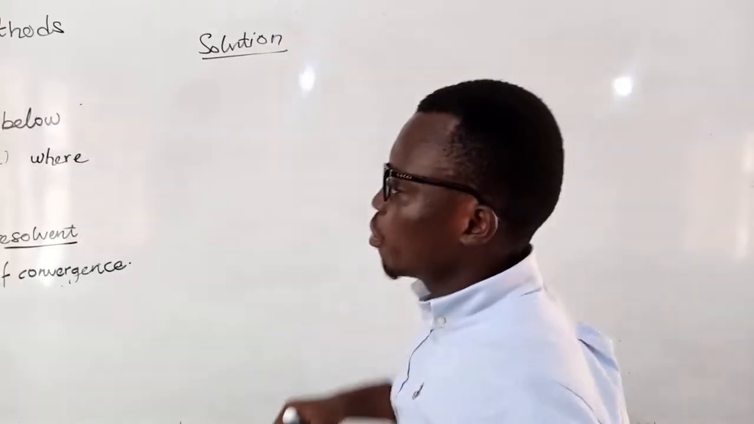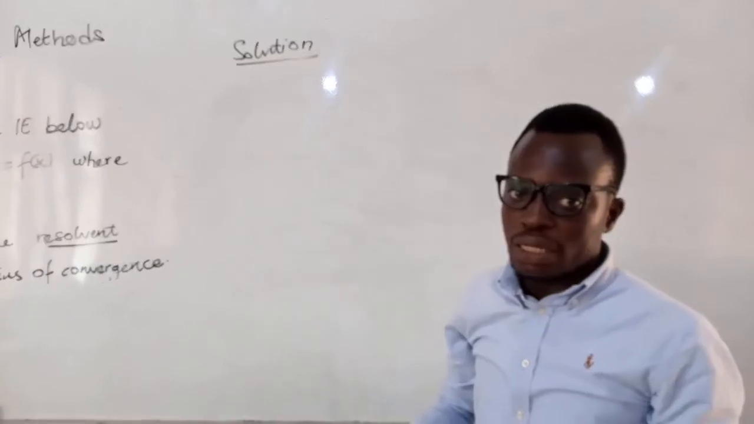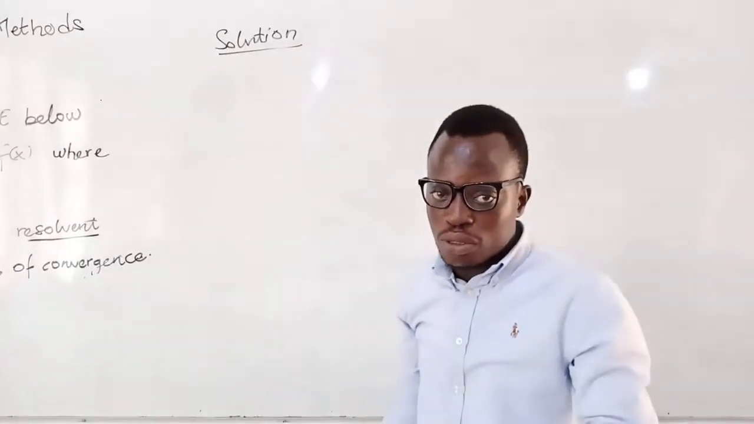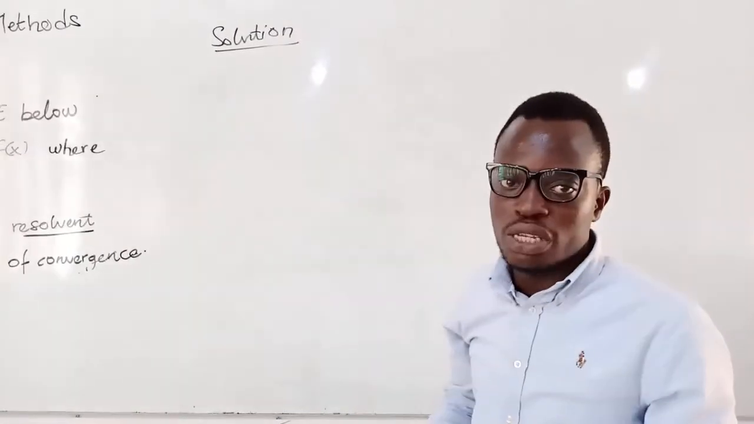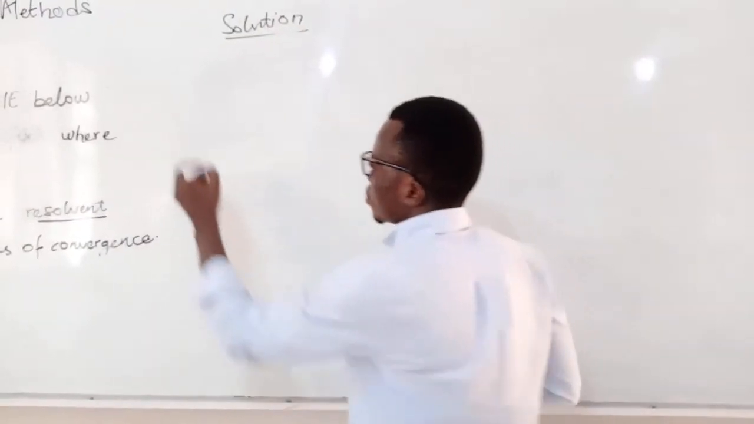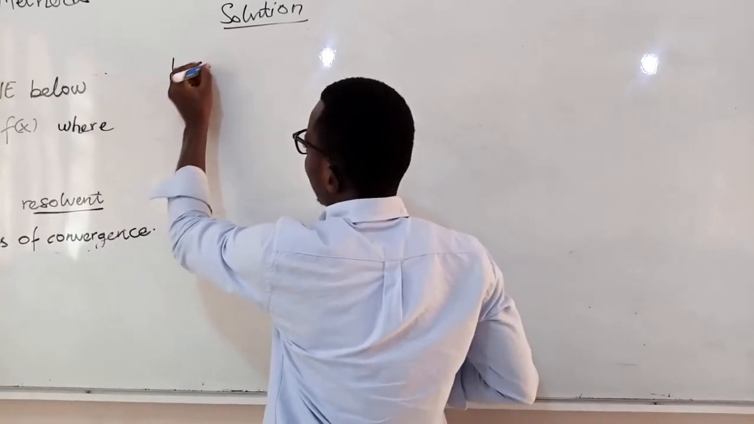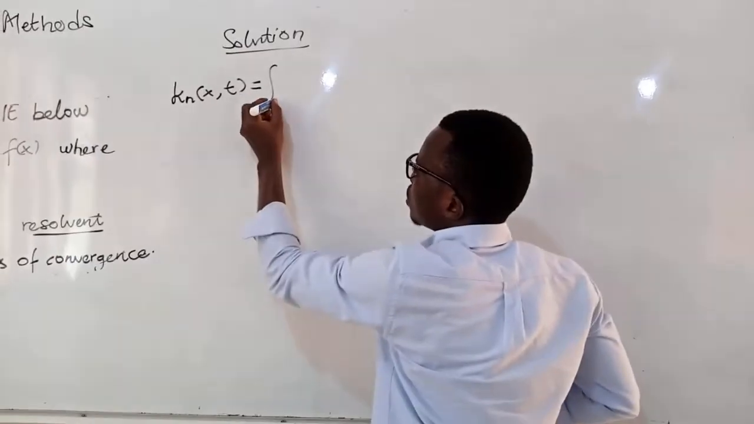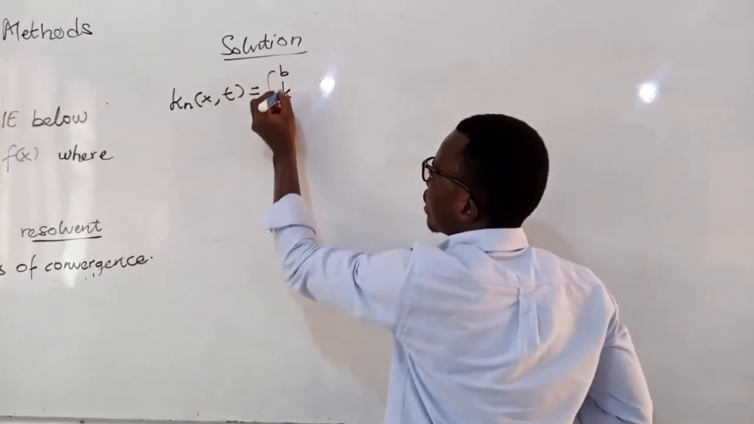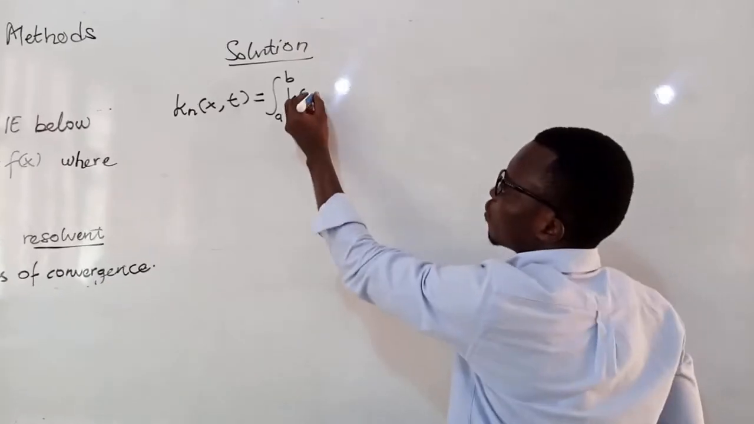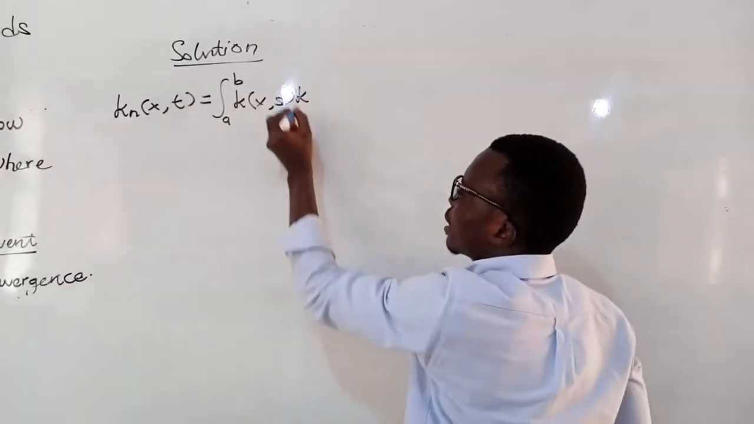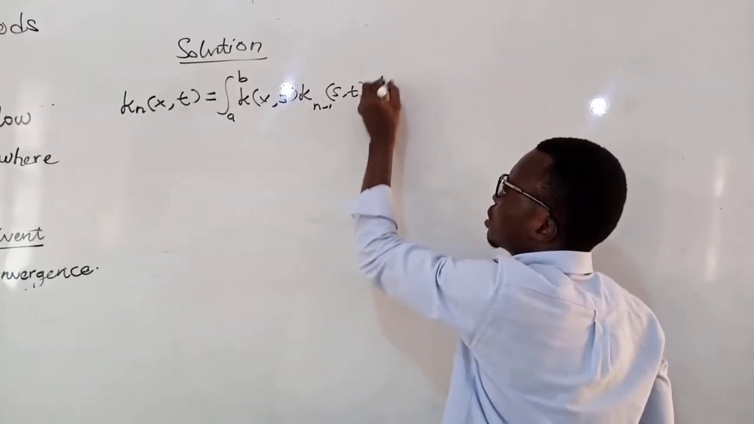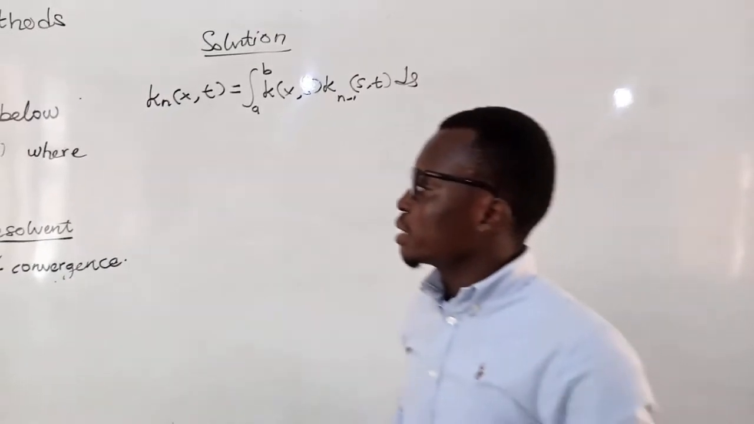Solution. In our previous video, we were given 3 relations. First, we need to look for our iterative kernels. The iterative kernel was given in the previous video as K_n of s,t is equal to the integral from a to b of K of s comma s, the original kernel, times K_(n-1) of s,t ds.